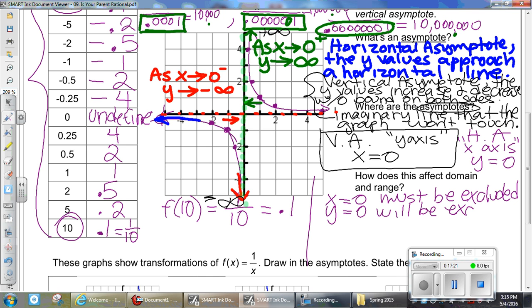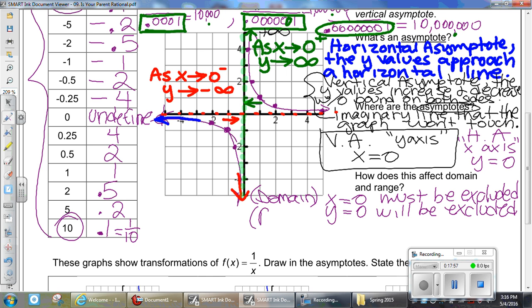The range. So remember, the domain is the set of all x values, and the range is the set of all y. Let me write it down. We need to make some space. Okay, 0 is excluded from the domain. And then y equals 0 will also be excluded from the range.